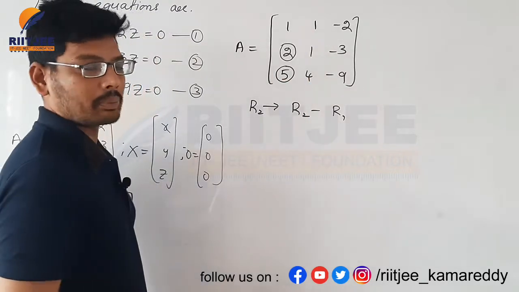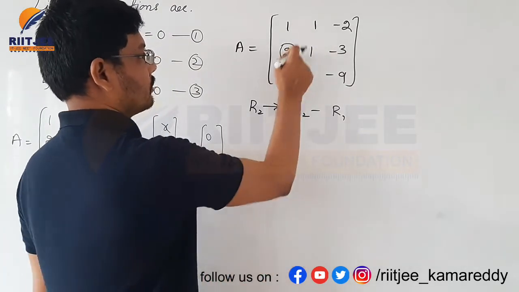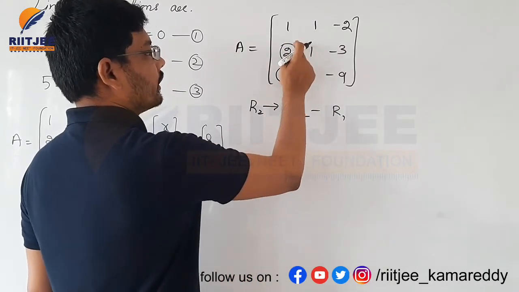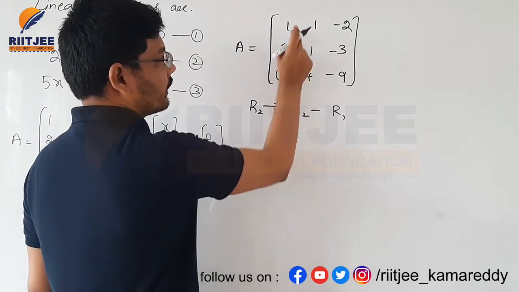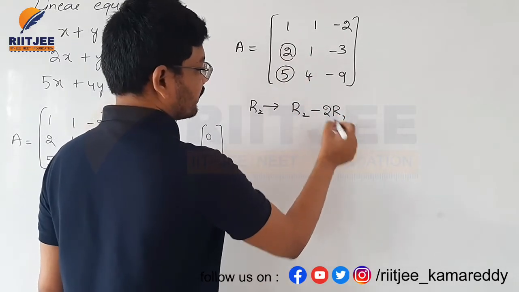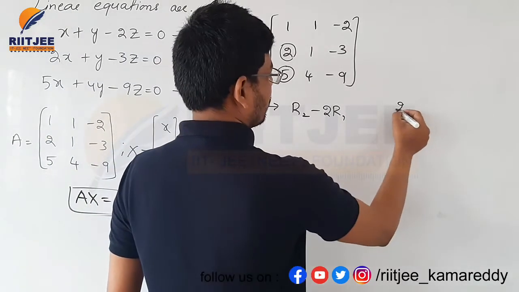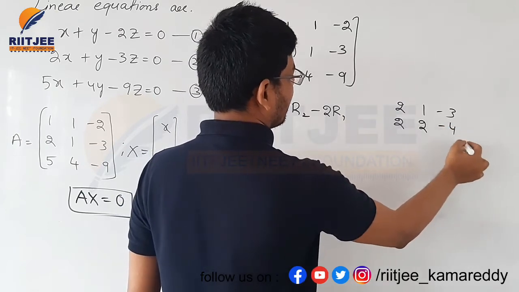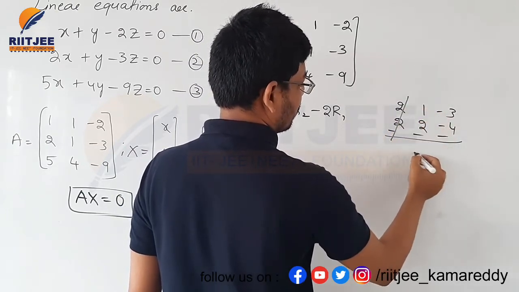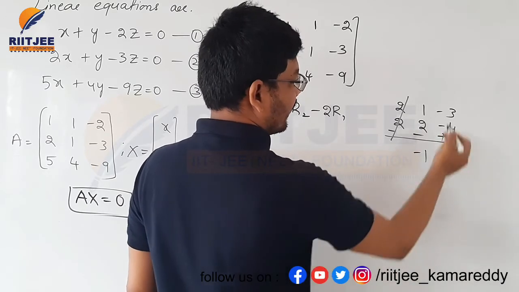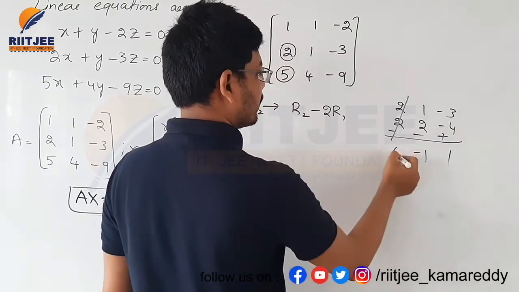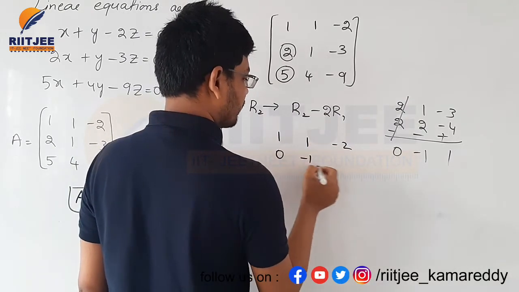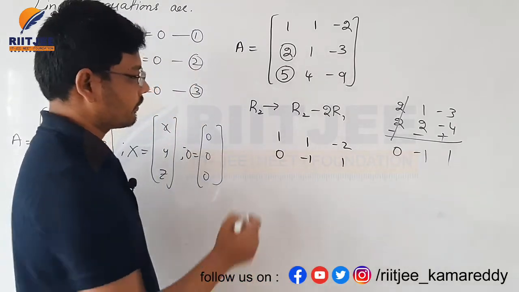2 minus 1 is 1, and 2 minus 2 becomes 0. Here 2 is already there in R2, and if you multiply R1 with 2 and subtract, we will get 0 here. Next, 2 into 2, 2 into 1, 2 into minus 2 is minus 4. Let us subtract here. 1 minus 2 is minus 1, and minus 3 plus 4 is 1. So 0 minus 1 1.